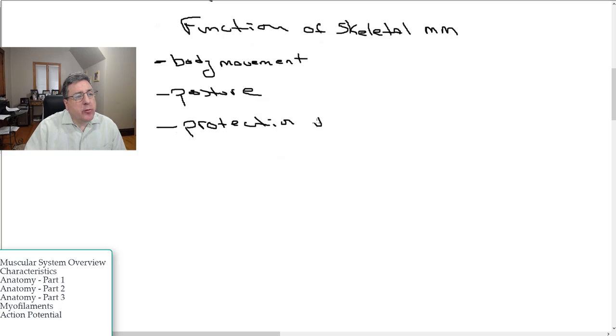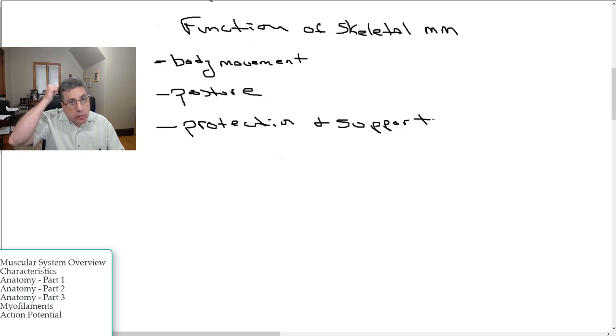And let me do support on this one. We know from our previous videos when we talked about the skeletal system that bones can protect structures. Your skull is protecting your brain. Your rib cage is protecting your heart and lungs. Your pelvis is protecting reproductive organs, okay?